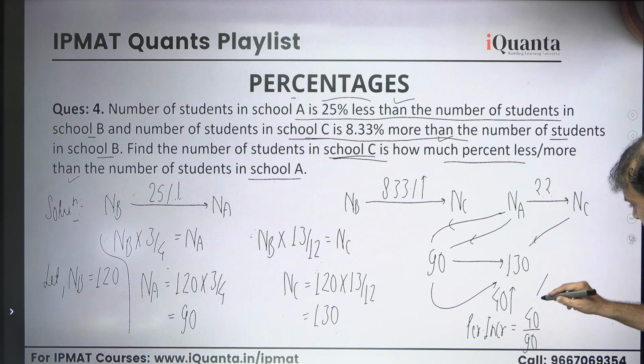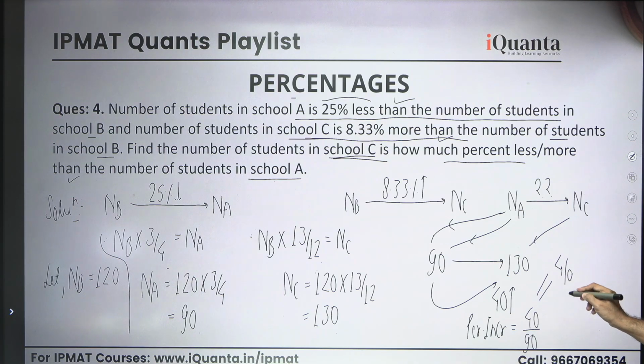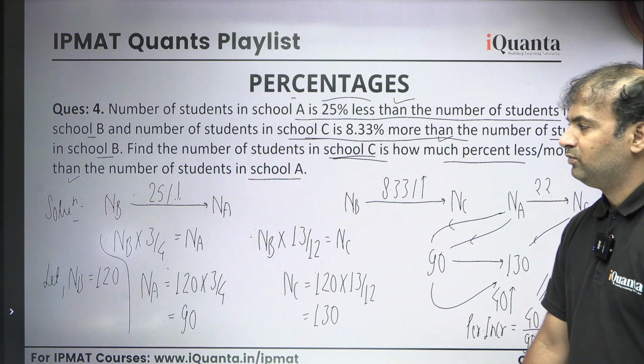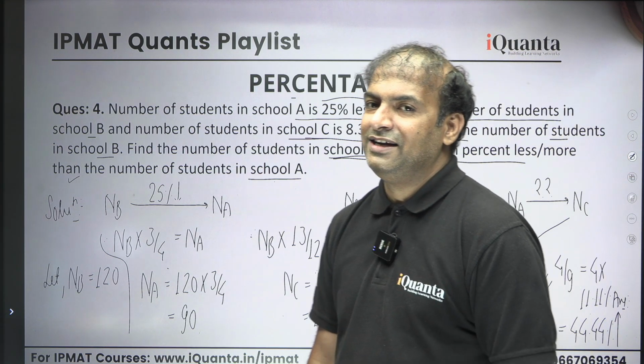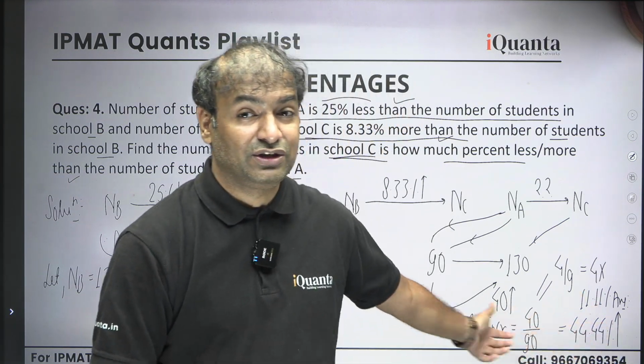40 upon 90, we can say 4 by 9, right? And further we can say 4 into 1 by 9. 1 by 9, we all know, is 11.11 percent. So 4 into 11.11 is 44.44 percent. So the final answer has to be 44.44 percent: the number of students in school C is 44.44% more than the number of students in school A. All right. So this is how we solve this wonderful question as well.